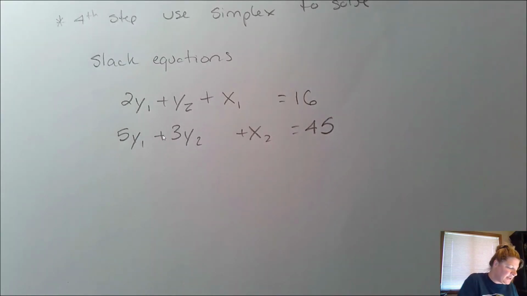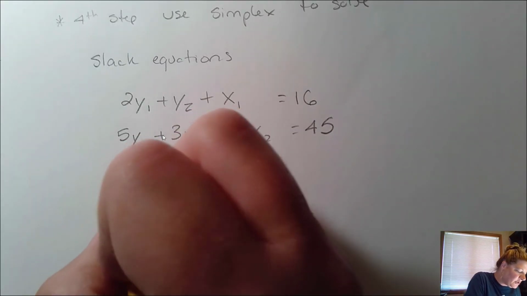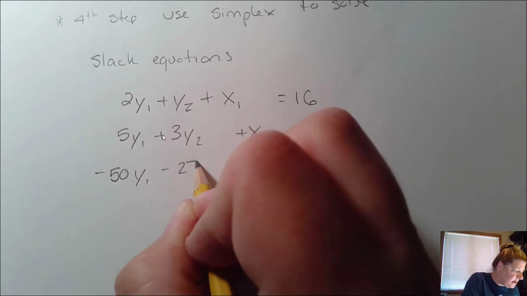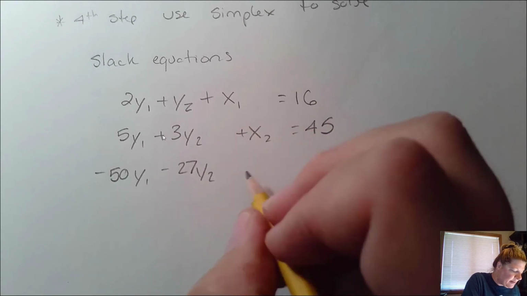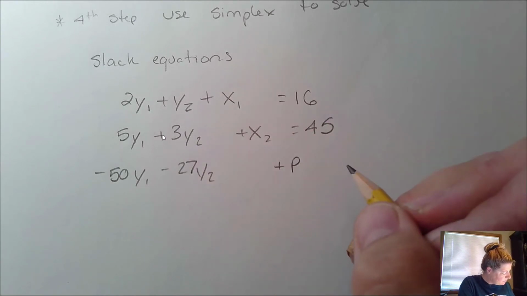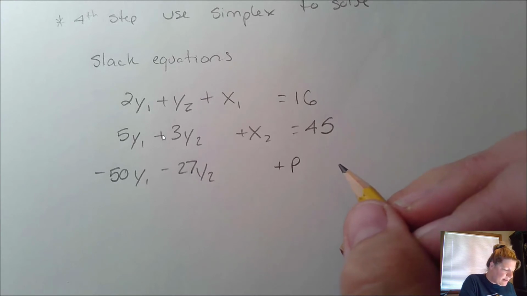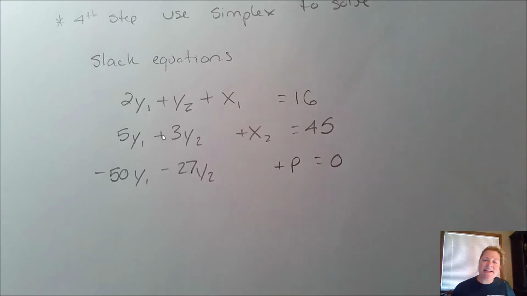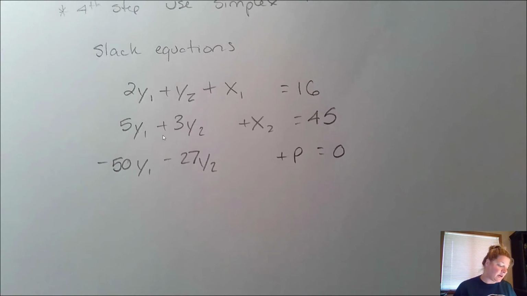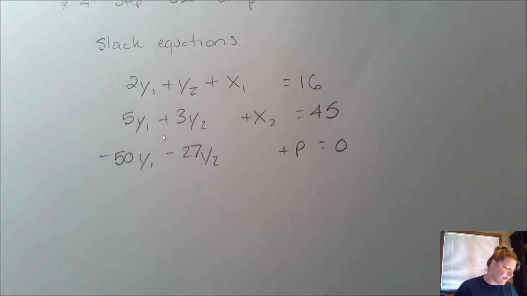And the last one is going to go, excuse me, negative 50 y1 minus 27 y2 plus p equals 0. So we do still have to move our objective function over with the p so that they come in as a negative. Otherwise, you have no negative indicators in that bottom row, and we won't get anywhere from there.